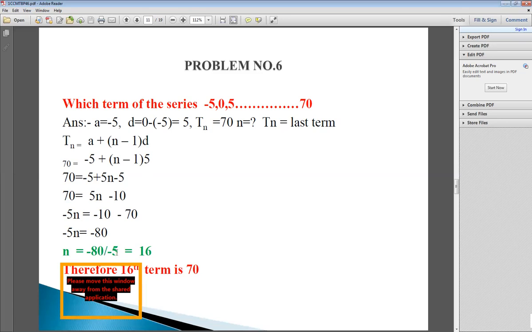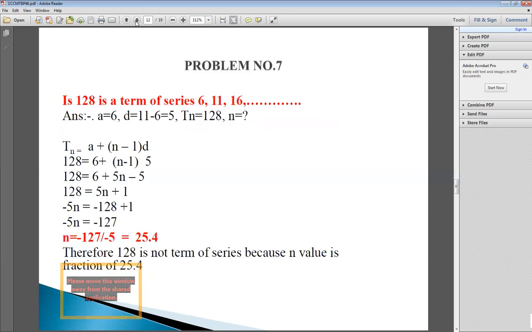n equals minus 80 by minus 5. The number of terms is 16. Therefore, 70 is called the 16th term. So here is one more question. They have given whether 128 is a term of the series 6, 11 and 16.